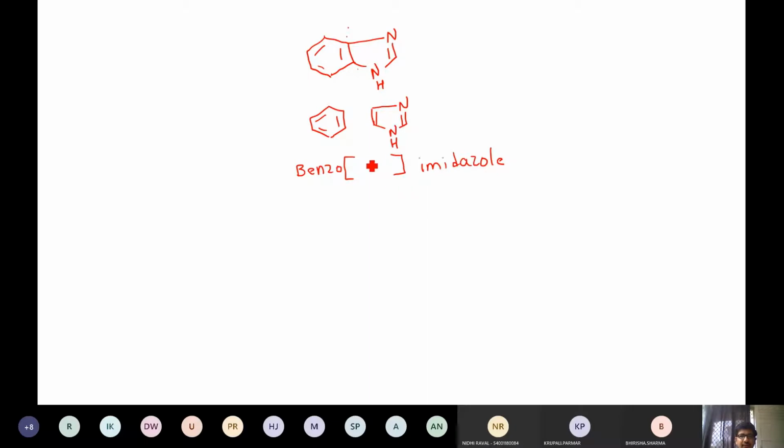So what is the numbering here? Which alphabet is coming here? Anyone? D. Correct, it's D. So now look at this particular ring, the imidazole ring. You have two nitrogens from where you can start numbering the bonds. So I can go clockwise, or I can go anti-clockwise.